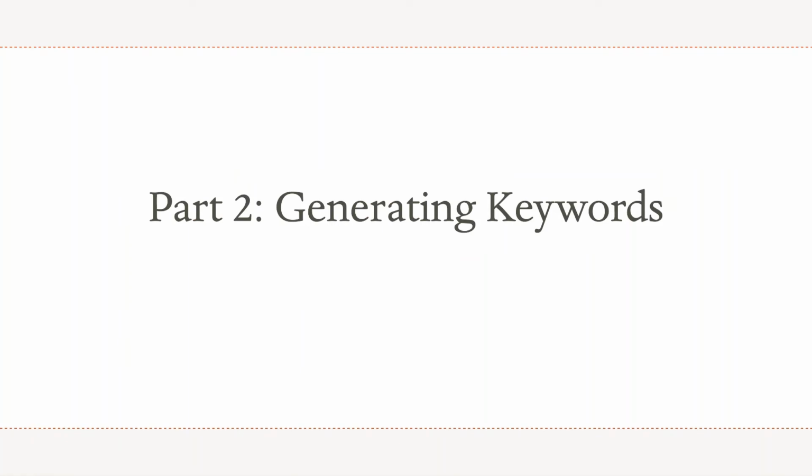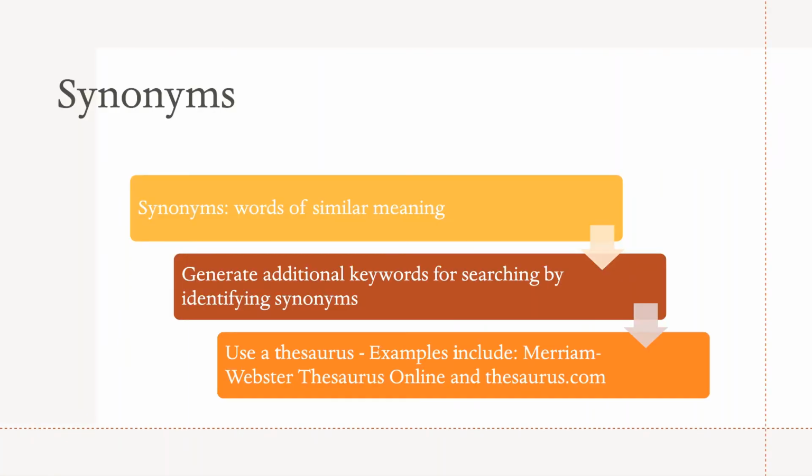Part 2. Generating keywords. It's common knowledge that words often have synonyms, or words similar in meaning and context. It is unlikely that there is only one word to refer to a single idea, concept, or topic. After initially identifying keywords from a research statement, you can generate additional keywords by identifying synonyms of those words.